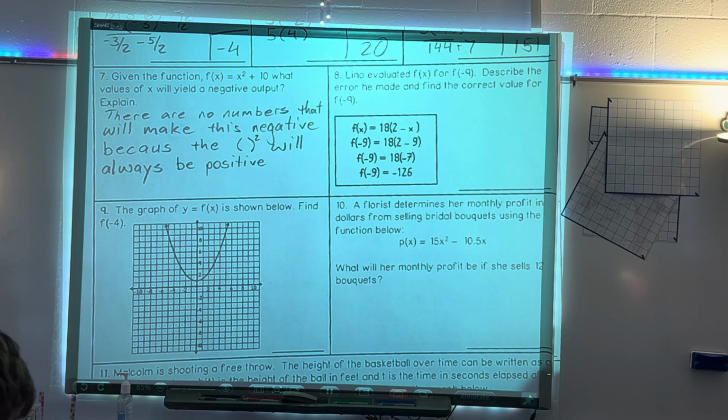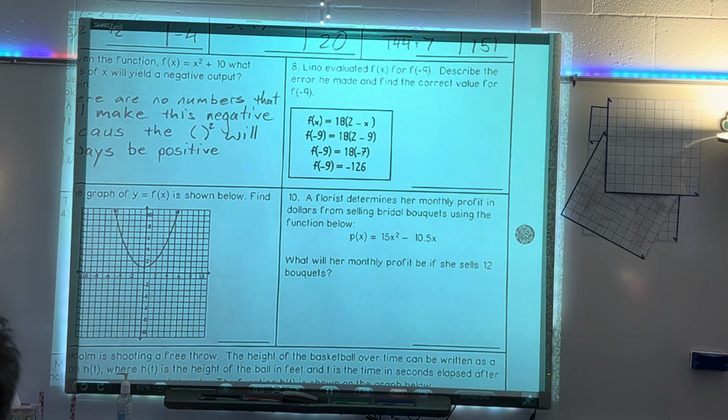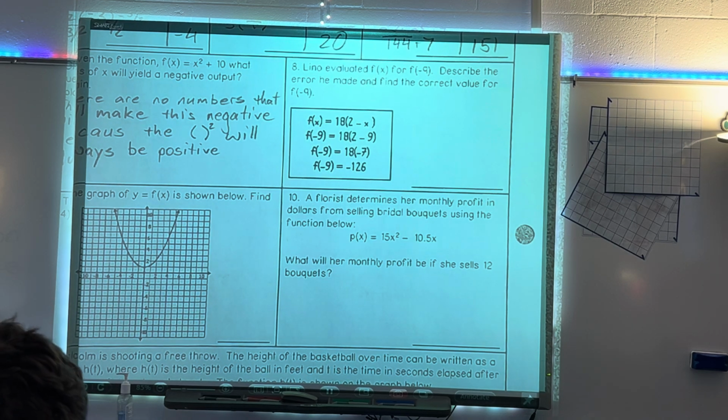Everybody okay there? Alright, so in this problem here, they said he evaluated f of x for f of -9. So we need to find what he did wrong. The problem was 18 times (2 minus x). So let's see if we can find the problem, because there is one.